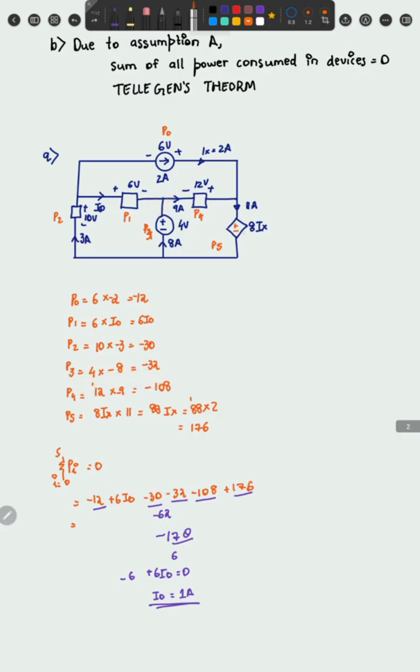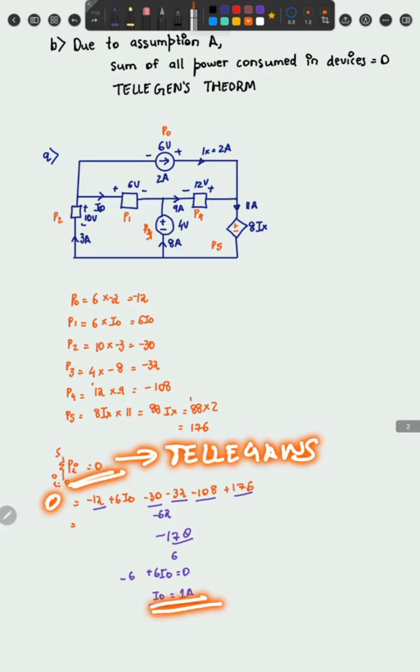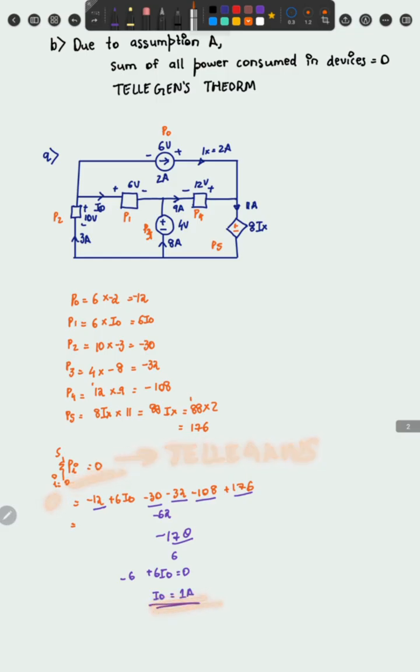P5: the current is entering positive, no need to change the direction. 11 into 8 Ix, but what is Ix? Ix is 2 ampere. This is a current dependent voltage source, so replacing the value of Ix, it's 176. Now when you do all the summation, it should come to 0. This is what Tellegen's theorem says. So when you set this equal to 0 and finally solve for I naught, you get 1 ampere. You can try this numerical once for yourself, and we will meet in the next video where we will be solving problems. Thank you.